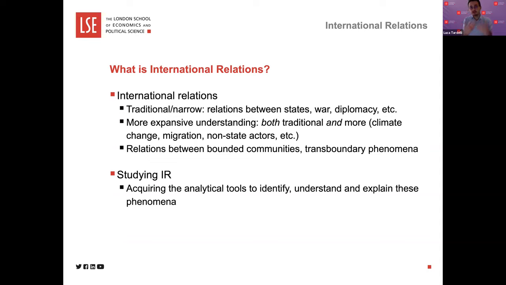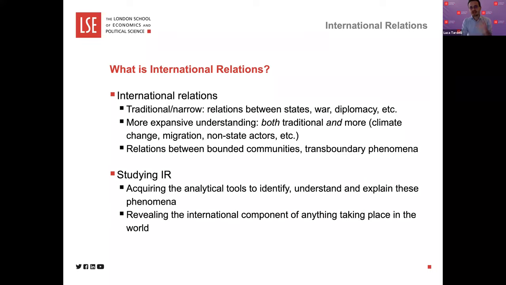So if you join a BSc degree in IR, that would be your job and our job to provide you with this knowledge and analytical tools and for you to develop these tools. There's also a hidden component, I always say. And if you go back to my example of protests and revolutionary movements, you may think of these as primarily domestic, right? But actually they're not, as I've tried to show you. And this is just one example.